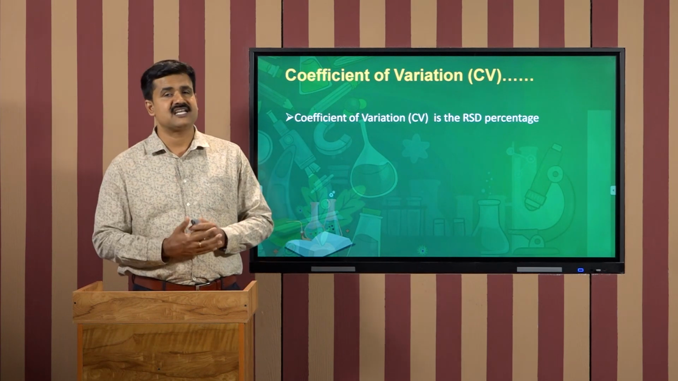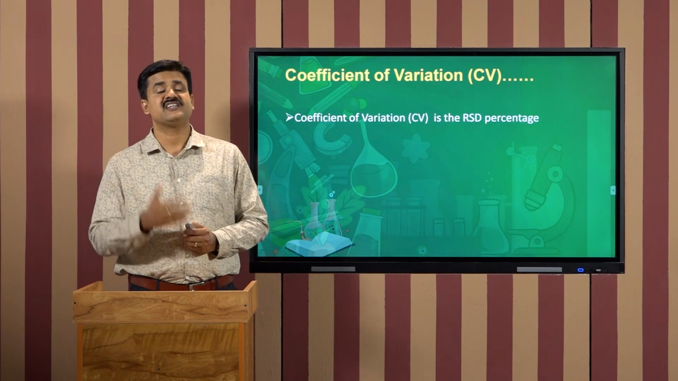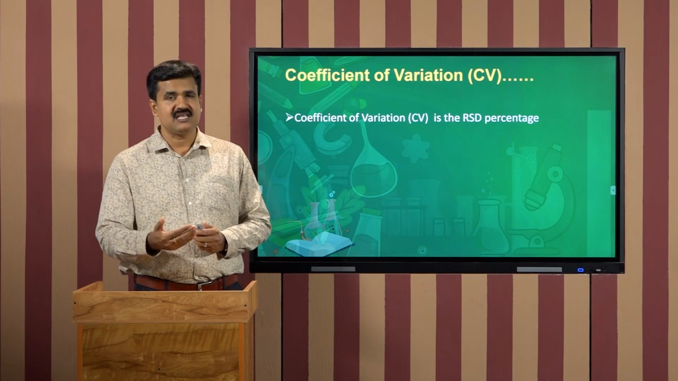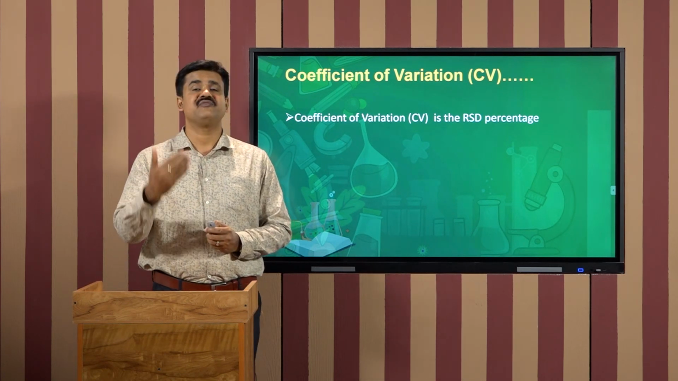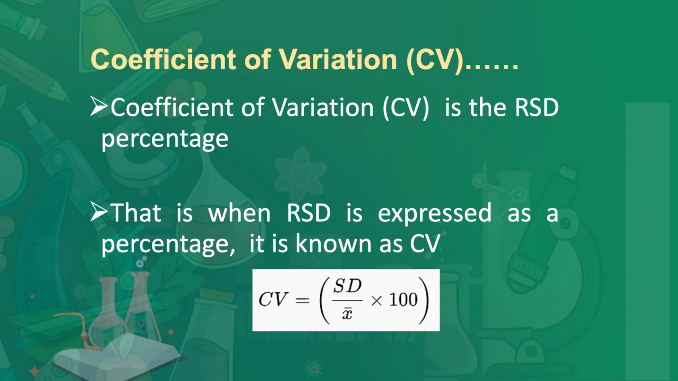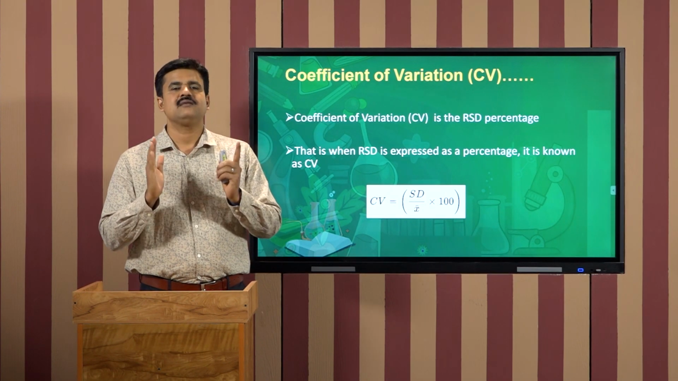We heard about relative standard deviation, that is equal to SD divided by X bar. When that relative standard deviation is expressed as a percentage, that is known as the coefficient of variation, CV. Simply, we can arrive at the conclusion that coefficient of variation CV is the RSD percentage. So, you can write the expression for CV as SD divided by X bar, the first part representing relative standard deviation, multiplied by 100 to get the coefficient of variation. So, coefficient of variation is RSD percentage.